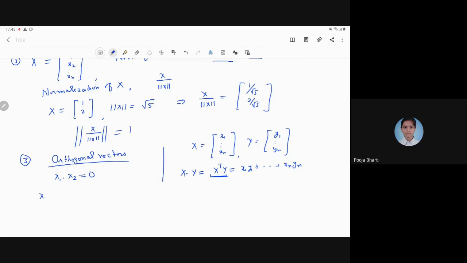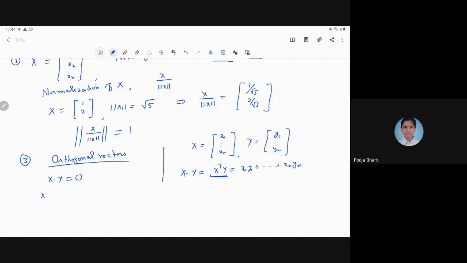So let's take the same symbols. X and Y are orthogonal if X dot Y is equal to 0. Just like you take perpendicular vectors. If the dot product is 0, you say that the vectors are perpendicular, isn't it? So two vectors, X and Y, are orthogonal if their dot product is 0.